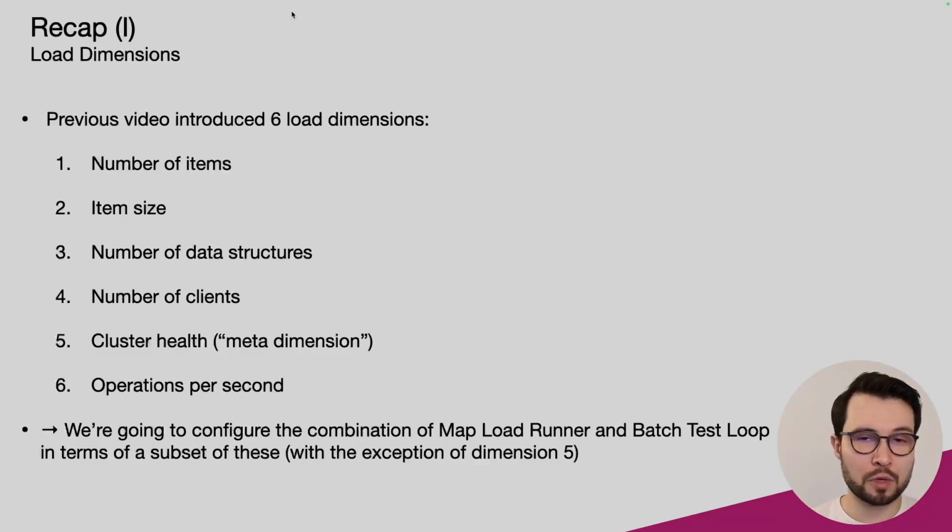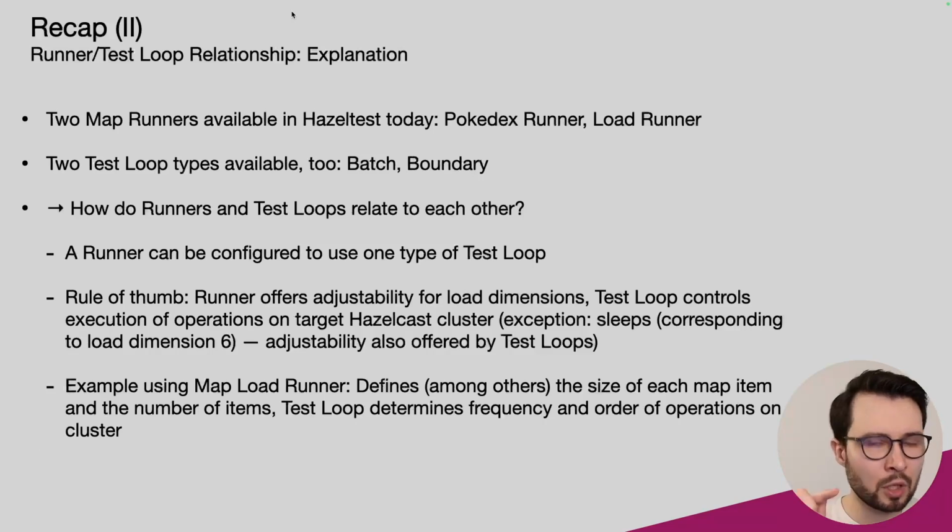Now, there is a feature available in Hazeltest that lets you influence load dimension 5 as well. It's called the Chaos Monkey, and it does pretty much exactly what it sounds like. But the Chaos Monkey is not the star of today's video. So today we're going to use all the load dimensions except load dimension number 5 in order to configure our Hazeltest instance or instances.